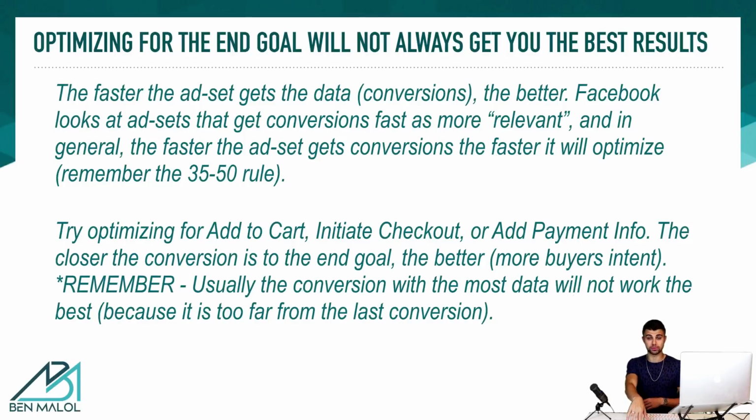Okay, so if you're optimizing for a purchase, and if you're paying like $20 for a purchase and you get only one purchase a day, it's going to take the ad set time to really reach its potential, because that's not a lot of data. But if you're optimizing for an add to cart, and add to carts, let's say, happen 5 times a day on that ad set, then it's going to optimize faster because it gets more data. It learns the ideal converter for that specific conversion.